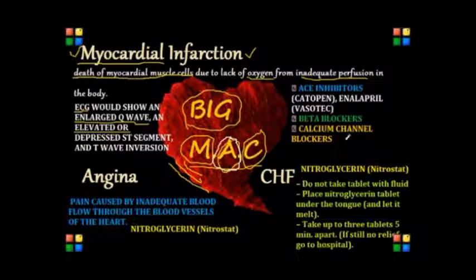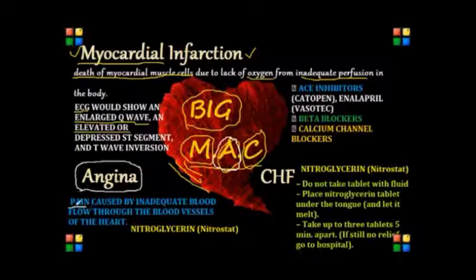Now let's go ahead and continue and look at A in our Big Mac of essential cardiac diseases that we need to know for the NCLEX. Now A stands for angina pectoris. It's basically pain caused by inadequate blood flow to the blood vessels of the heart, and our poor patient would usually describe the pain as a squeezing, heavy discomfort, pressure, right?